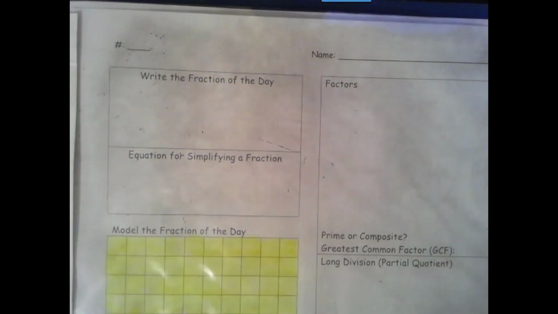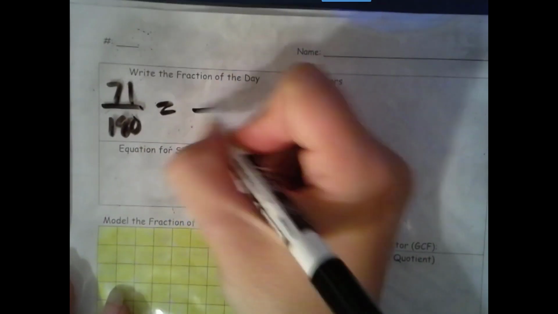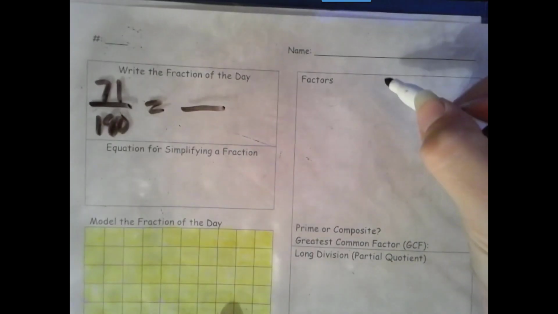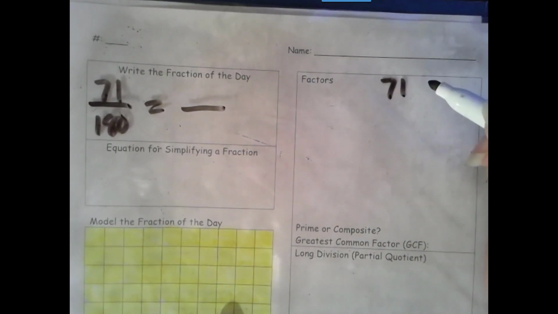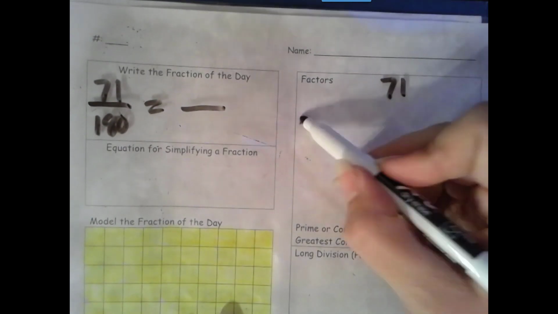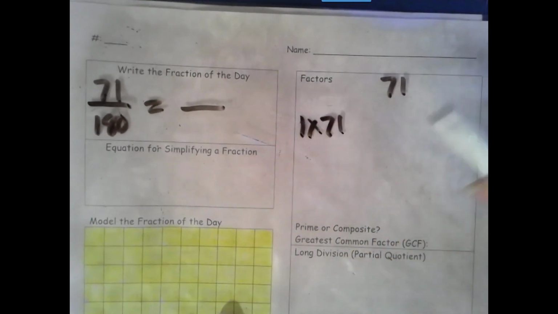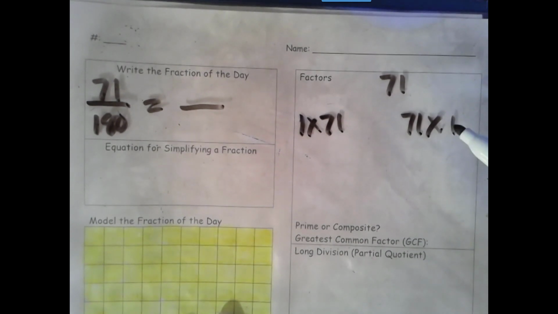Okay, let's get down our beginning fraction. All right, we have a total of 180 school days, and we are on day 71. So we need to find the factors of our numerator, which is 71. Two factors we always know are 1 and the number itself. And using the commutative property of multiplication, I can also write it as 71 times 1.